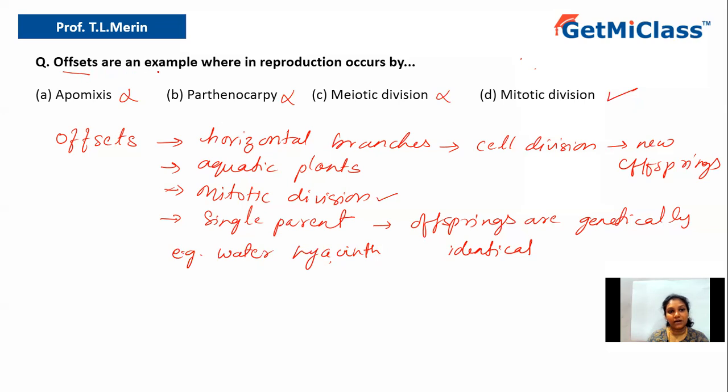So let us conclude the question. It says offsets are an example wherein reproduction occurs by mitotic division. So let us conclude the answer. What is the right answer? The answer is option D, that is mitotic division. You know that mitotic division is nothing but the equational division, right? So that is how the offspring gets reproduced. That is, formation of new offsprings occurs from offsets by mitotic division.